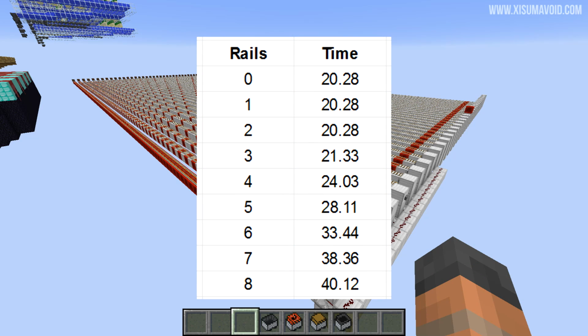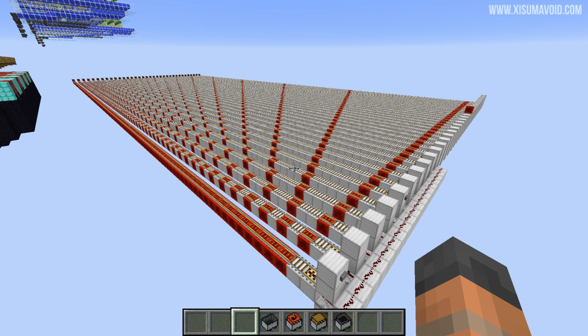You can see if you need to move empty minecarts around, or minecarts with TNT, that with no regular rails or 1 and 2 between the powered rails, they all travel at the same speed, and then you could get away with having 3 or 4, but after that the drop off is rather sharp. And then if you have any more than 8, i.e. you have 9 or more, it's not going to be able to travel between the powered rails.